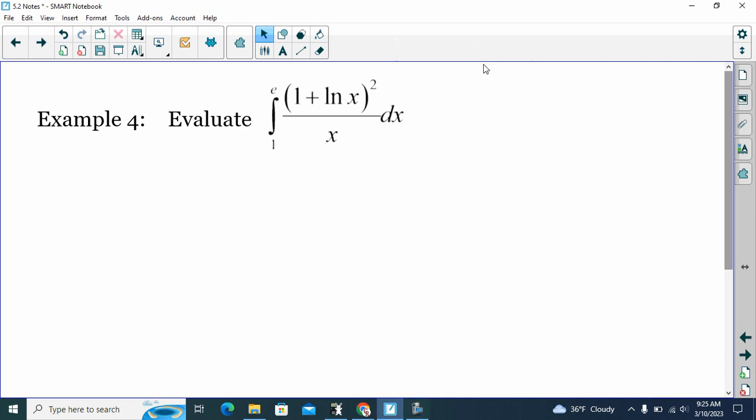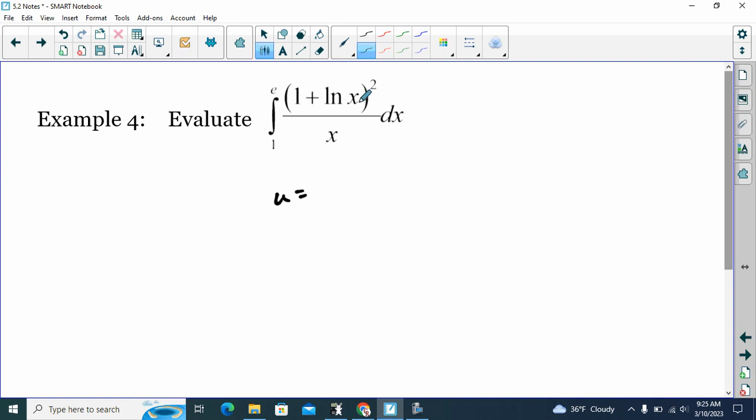Looks like a mess. The integral from 1 to e of (1 plus ln of x) all squared divided by x dx. As it's written, I think pretty clearly we cannot integrate that. We don't know how to integrate using any of the properties we've done. When that's the case, we usually want to try to use substitution. Not a lot of options on what we can make u.